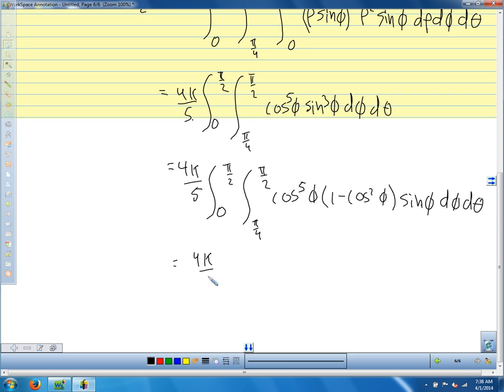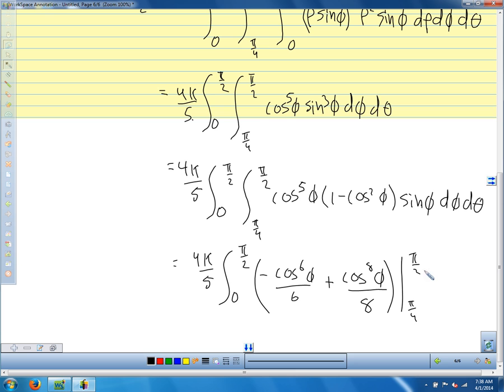So when I get this, I get 4k over 5, the integral from 0 to pi over 2 of minus cosine to the 6th phi over 6 plus cosine to the 8th phi over 8, and we're evaluating that on pi over 4 to pi over 2 d theta. From here on out it's not difficult to evaluate, because our limits on theta are from 0 to pi over 2, and we just end up with a multiple of pi over 2. So we just substitute our limits of integration in here, and we end up with a nice answer. This trig technique for doing these trig integrals comes up occasionally when we're talking about spherical coordinates. That's a good one to remember.